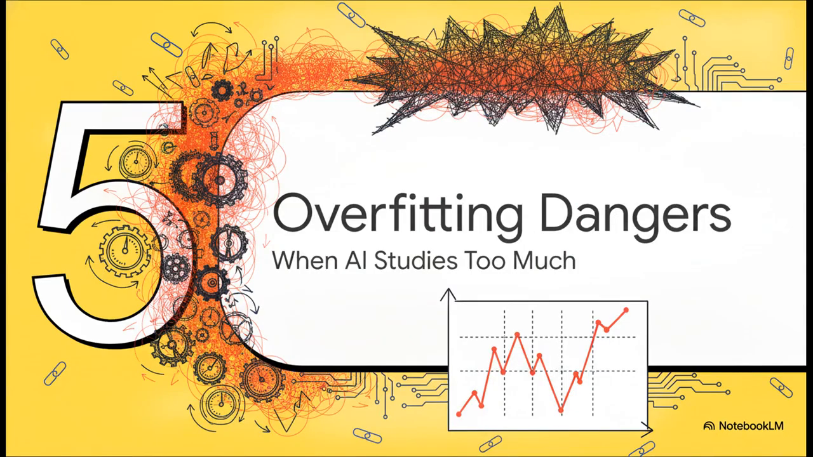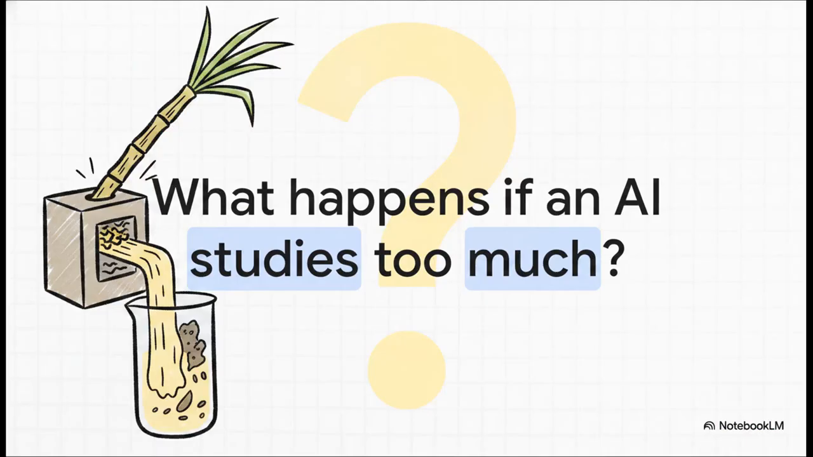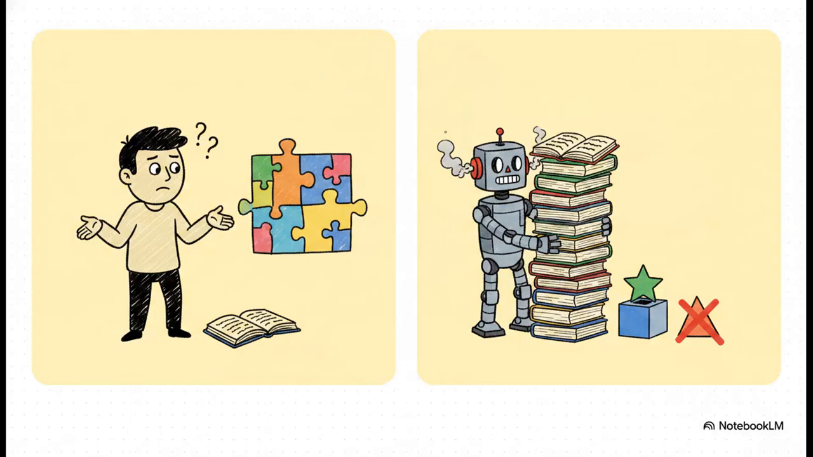And finally, Section 5, the danger of overfitting. Okay, so we've got our parameters expertly set, but now we have to face the ultimate pitfall of fine-tuning. What happens if an AI studies too much? I mean, it sounds totally counterintuitive, right? How on earth can an AI study too much? Well, let's look at why running your data through that sugar can machine one too many times actually ruins the juice entirely. In machine learning, it's a super delicate balance.